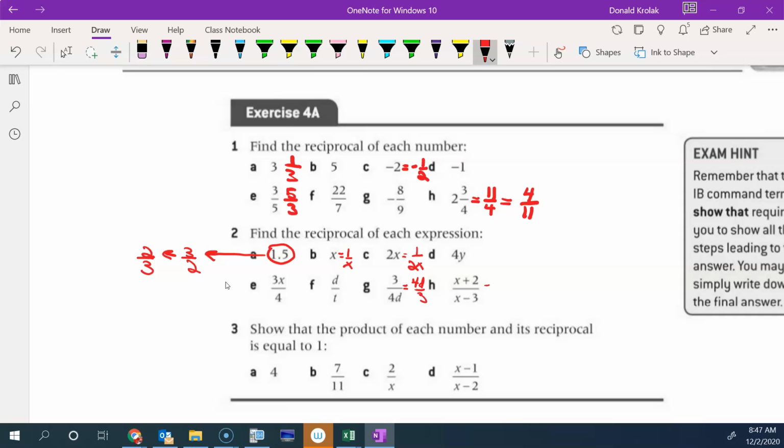Reciprocal of this last one is (x minus 3)/(x plus 2). It's just flipping.